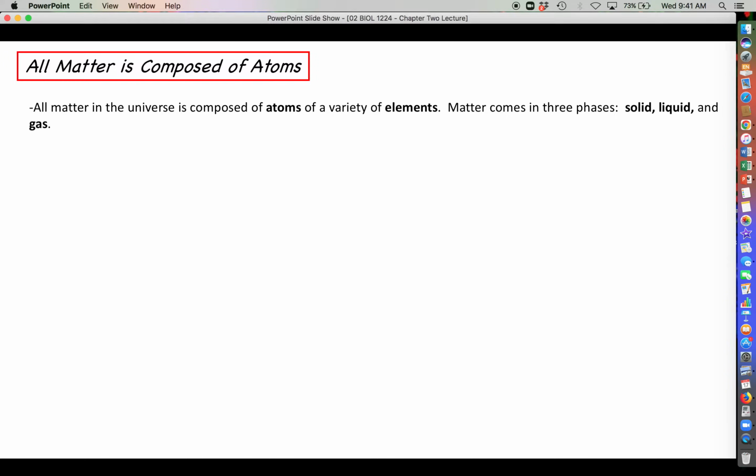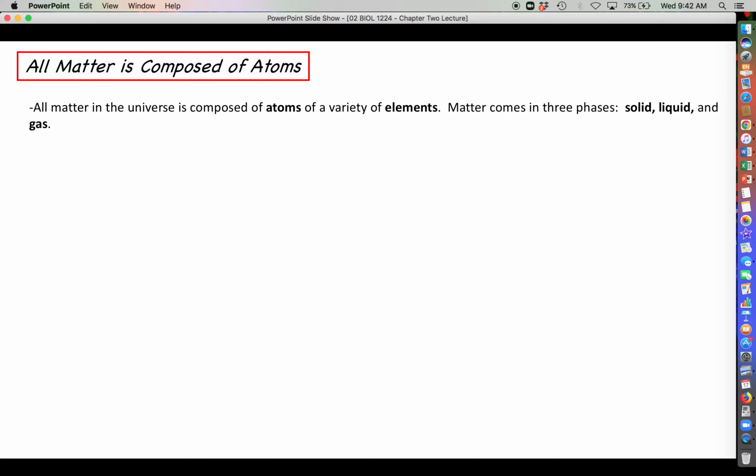Okay, so let's go ahead and introduce some new terminology here. All matter in the universe is composed of atoms of a variety of different elements. So we saw the word atom pop up in Chapter 1, and we said that atoms are basically the simplest building block for all living material. So atoms, then molecules, then macromolecules, and then cells, and so on. So hopefully you remember that at this point.